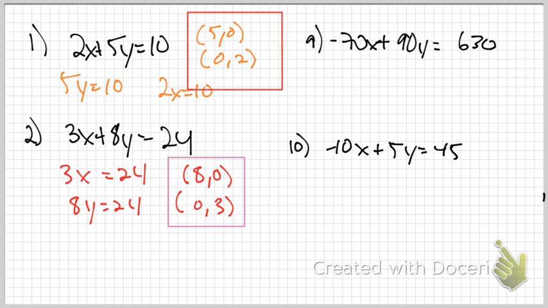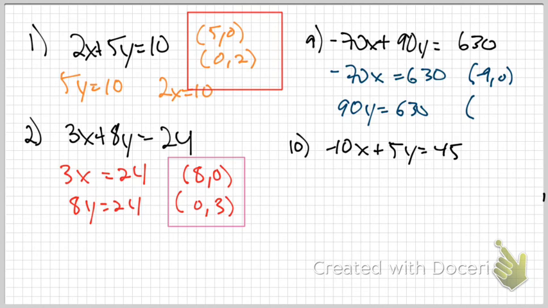Same ideas. When y is 0, negative 70x equals 630. When x is 0, 90y equals 630. So I get ordered pair negative 9, 0. And 0, 7.